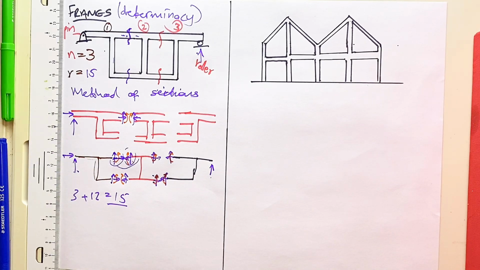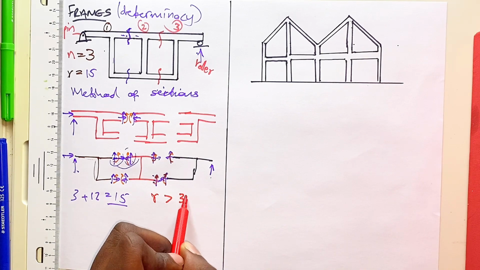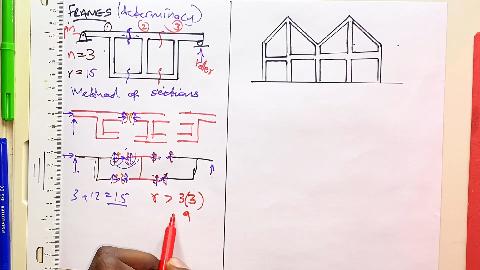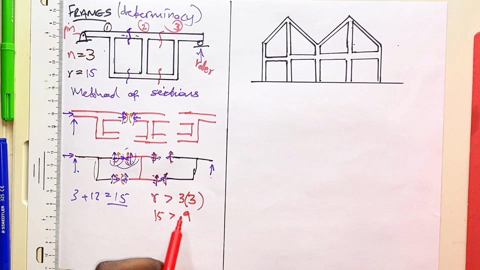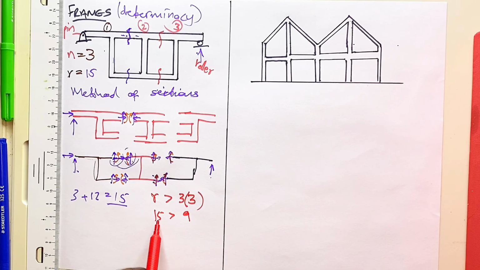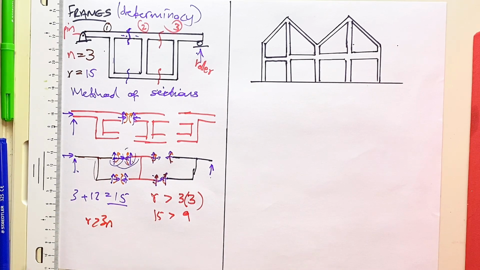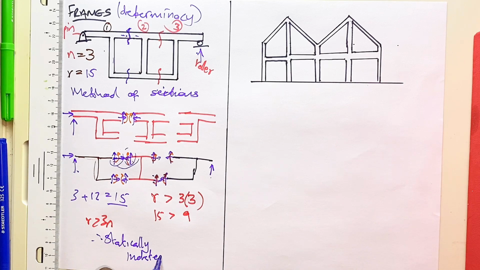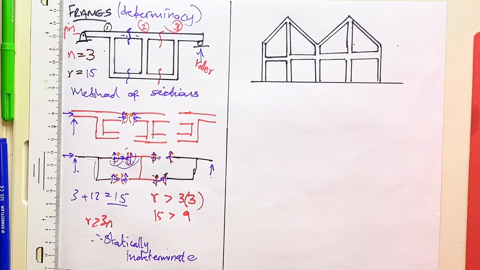So our R is equal to 15, and we can see that our R is greater than 3 times N. Our N is 3, so that will give us 9. We have 15 greater than 9. Now the degree of indeterminacy here will be 6. So if your R is greater than 3n, then you can conclude that your structure is statically indeterminate. We can't solve it using the equations that we have.